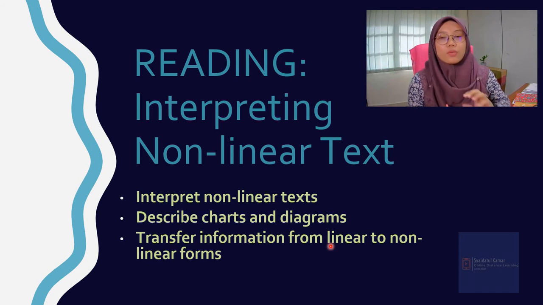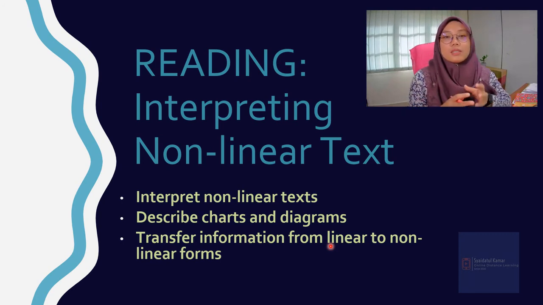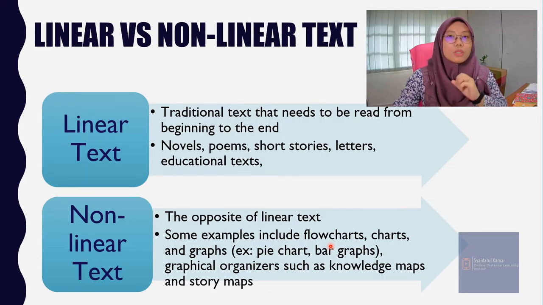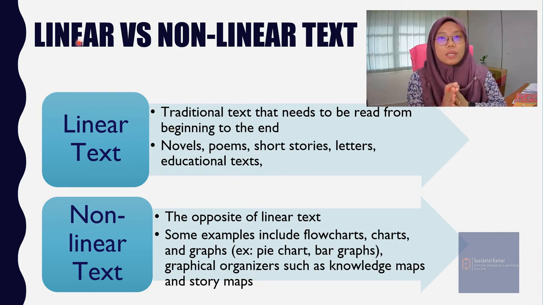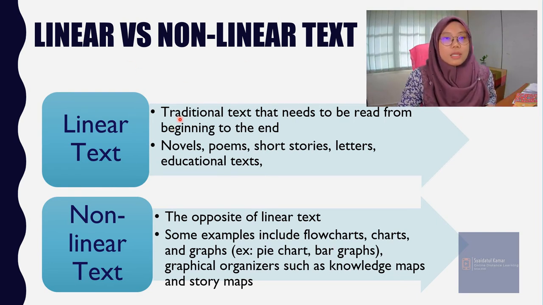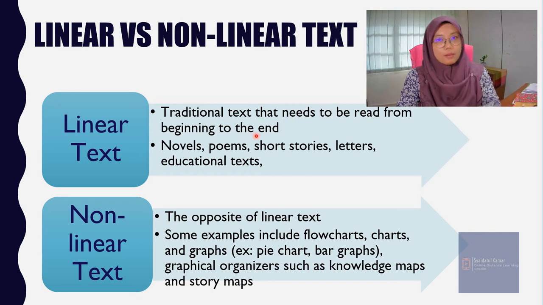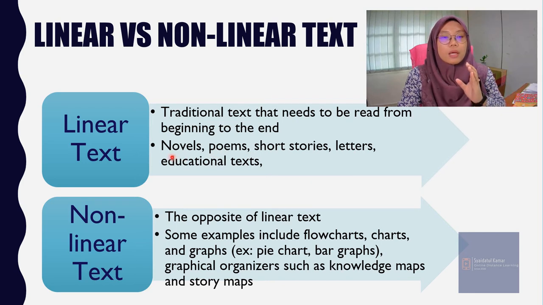However, there are also other ways for you to gain information from your reading, and that is from nonlinear text. Okay, so what are nonlinear texts? We are going to take a look at the difference between linear and nonlinear text. So first, linear text is a traditional text that needs to be read from beginning to the end. Just like the examples that I gave you before, examples of linear text are novels, poems, short stories, letters, educational text, your notes, your textbooks. Okay, those are examples of linear text.